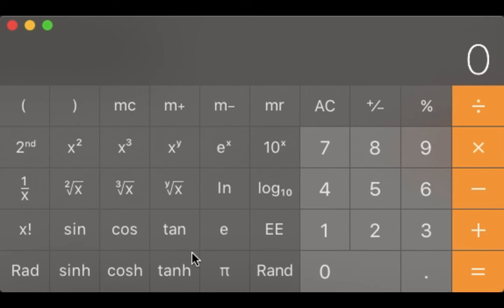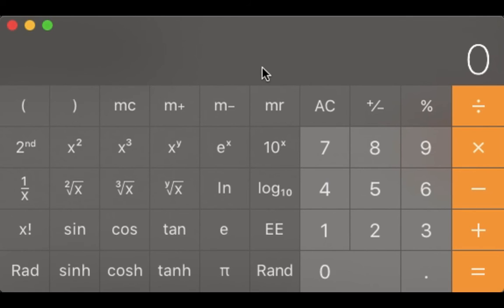You do want to make sure that you are in degrees. It doesn't say it here, but if I hit this RAD, you see this RAD up here, that's for radians. We don't want that. We want degrees. So make sure it's in degrees. At least on iPhones, it looks like nothing is here for degrees. So make sure you're doing that.